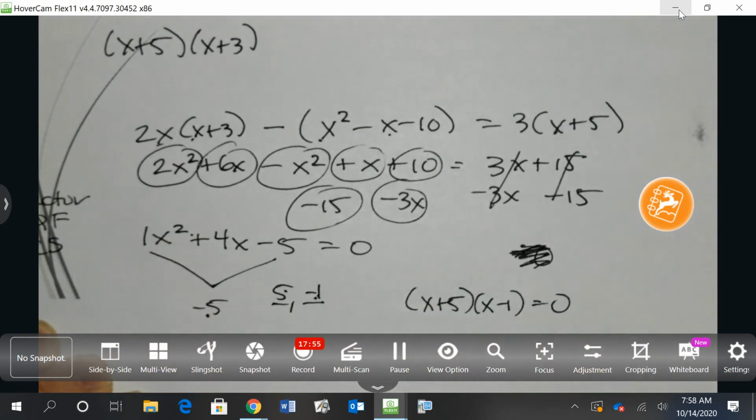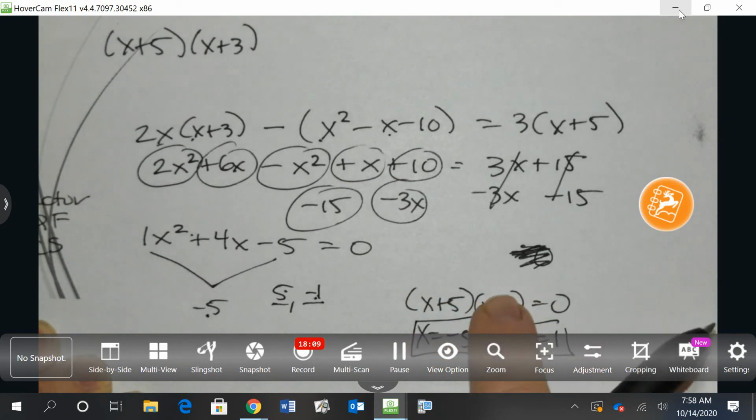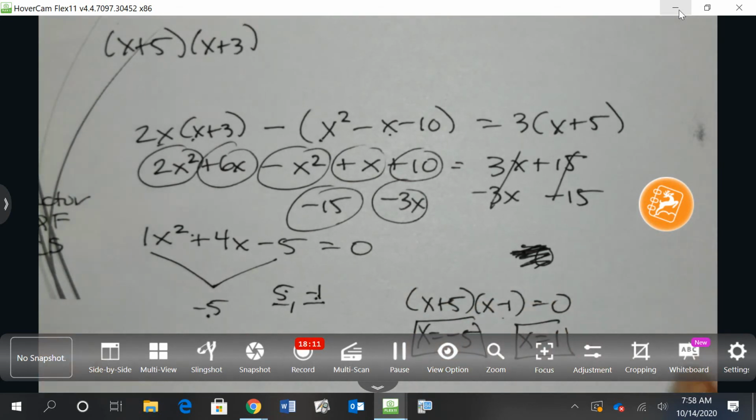And if you've forgotten now, what's opposite of this? x equals negative 5. What's opposite of this? x equals positive 1. Technically, we arrived at those answers by setting this parenthesis equal to 0 and solving, and setting this parenthesis equal to 0 and solving.